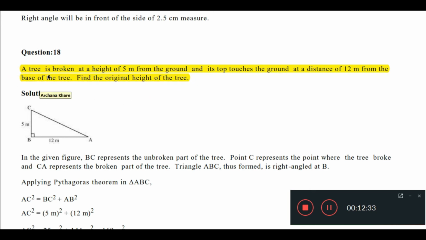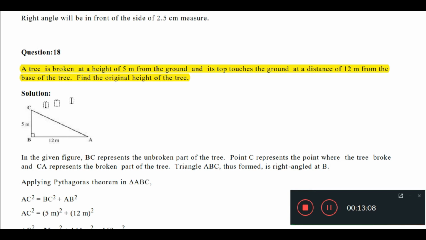Once again, I'm going to repeat this. A tree is broken. This is a tree. Basically, BC is a tree which is broken from this point, point C. This tree is broken from point C and touches the ground here at point A, and the distance between the base of the tree, or the trunk of the tree, and the fallen top is 12 meters.